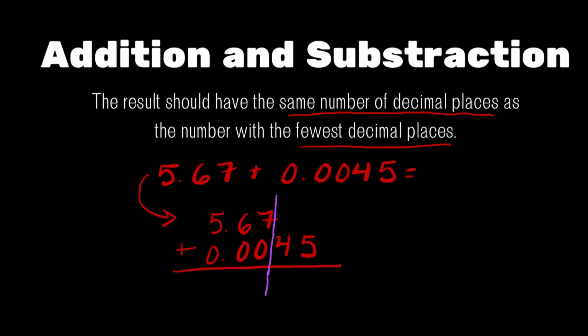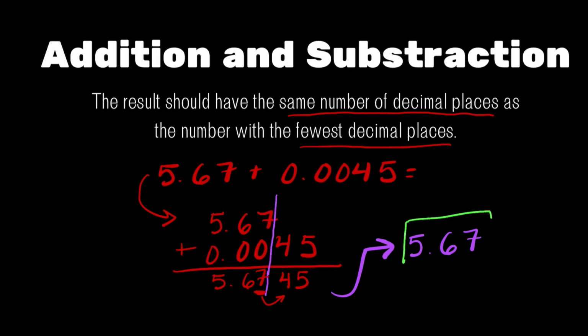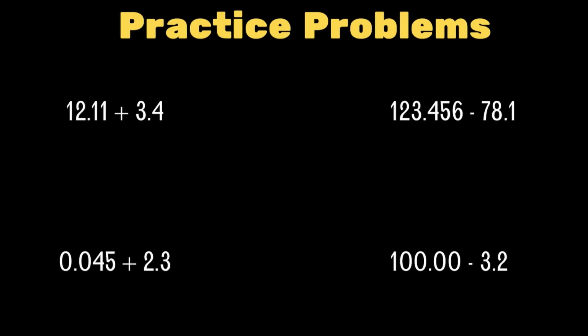So if we add this, we get 5.6745. This is where we would have our last digit. So we have to look at the number next to it to see if we keep it as a 7 or round up. If it's 4 or below, then we keep it as it is. Since the number next to it is a 4, then we're going to keep it as it is, meaning that our final answer would be 5.67. Let's go over some practice problems. You can pause the video here and then come back to look at the answers.